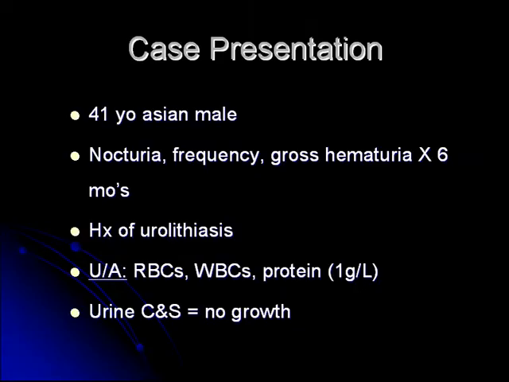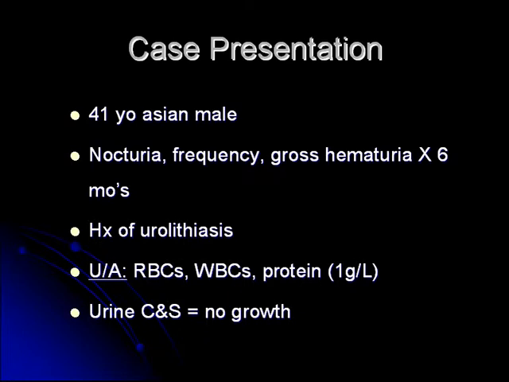This case is a 41-year-old Asian male who presented with a 6-month history of lower urinary tract symptoms, specifically intermittent gross hematuria and quite severe nocturia. He did have a history of stones which were treated back in mainland China, and he had not had any over the last few years. Preliminary workup, including a urinalysis, showed red cells, white cells, and protein, and the culture came back negative for growth.